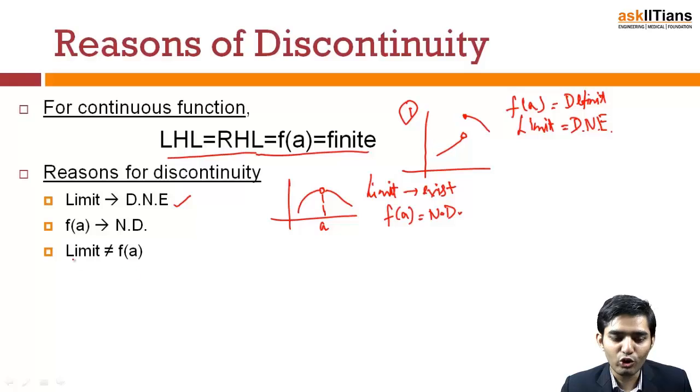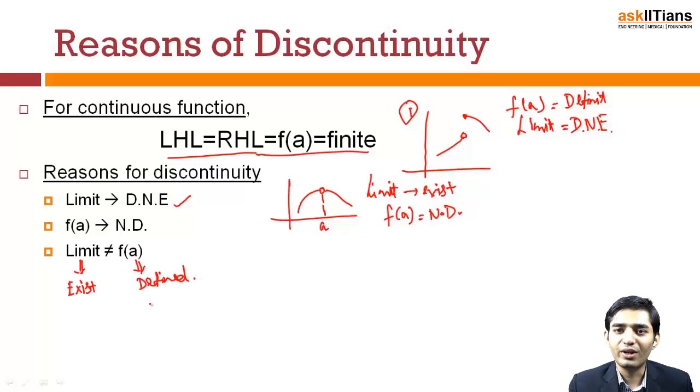The third case is that both are defined. The limit exists and the function is also defined, but both of them are not equal. They should be equal also. So there are three conditions which we have to check. First of all, find the limit. The limit should exist, the function should be defined, and both of them should be equal and finite. These are the three conditions for a function to be continuous. If any one of the conditions is violated, then the function will be discontinuous, simply.